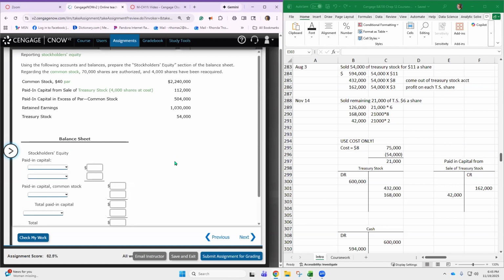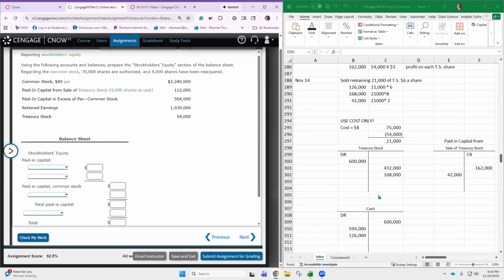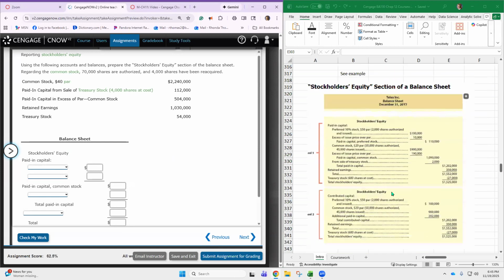I'm going to show how stockholders' equity gets reported. I've got a nice example here. Here's paid in capital. Sometimes it's called contributed capital. Paid in capital is all about selling stock, right? Anytime you see the words paid in capital in an account, they're going to get put in that category. So we're going to put this in.